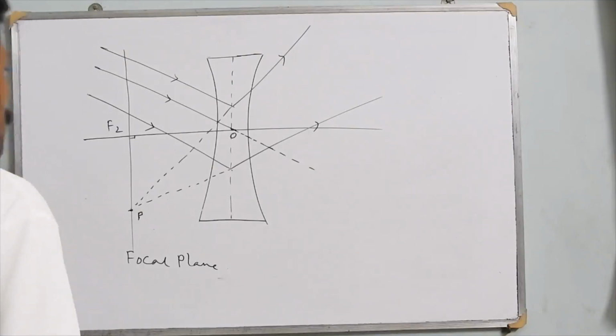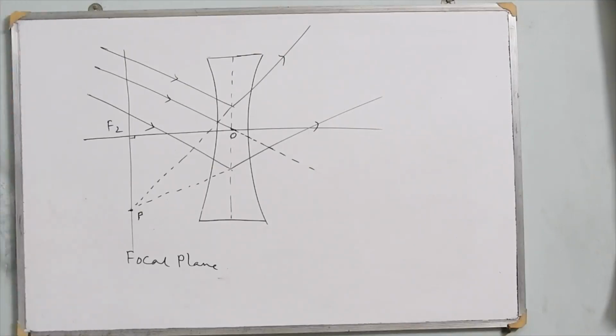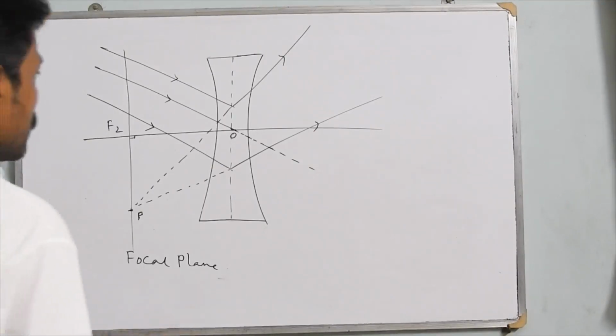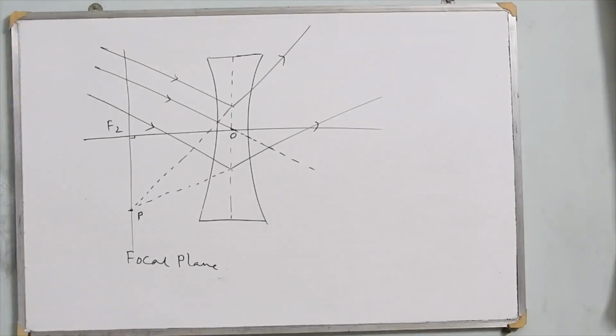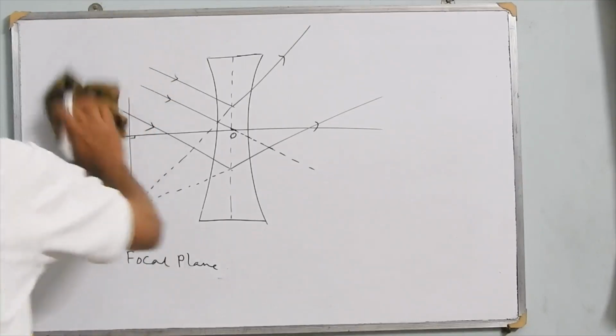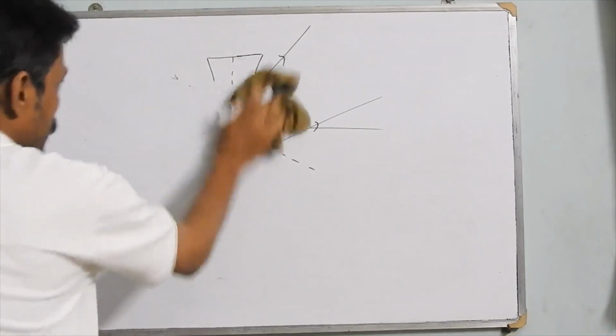A convex lens has a converging action, it tries to converge the rays towards the principal axis, whereas a concave lens has a divergent action, it tries to diverge the rays away from the principal axis. Now, in the case of a concave lens, the focus is virtual, whereas in the case of a convex lens, the focus is definitely real. Now, what do I mean by real and virtual?